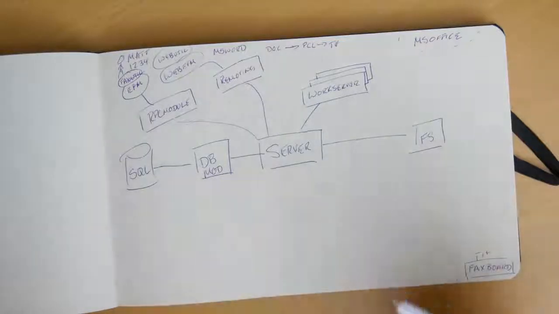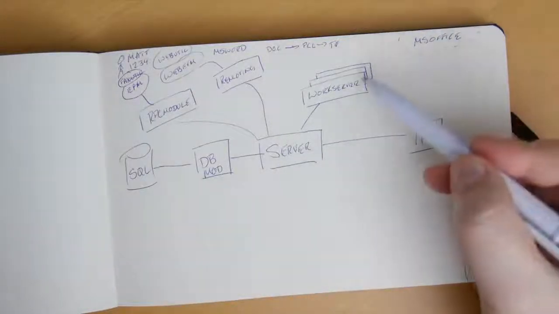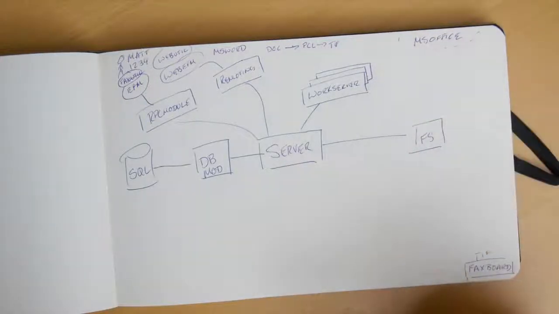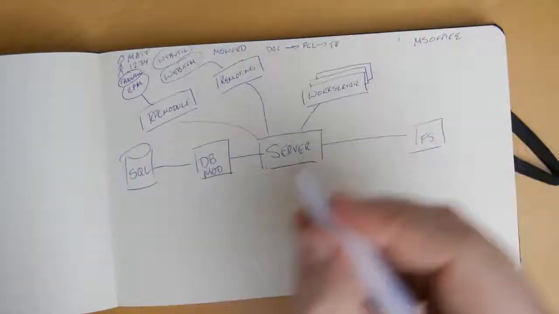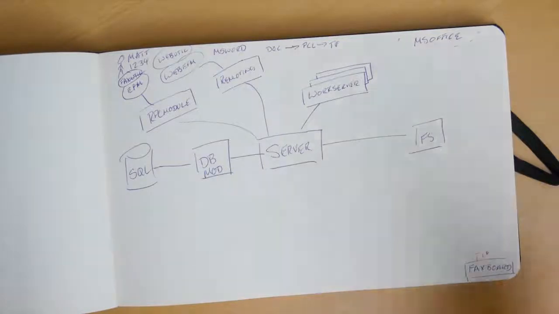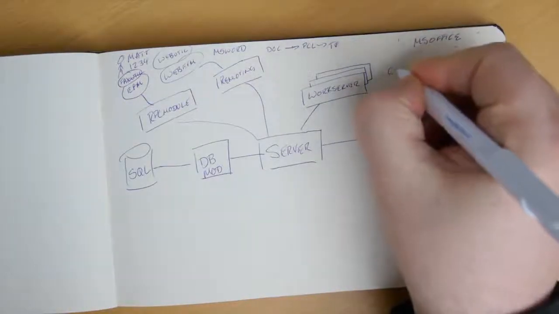Well, actually, that's the way it used to work. Back a few versions, the work server would work directly with Microsoft Office. But now it actually goes through an intermediary module, and that's called the Conversion Engine.